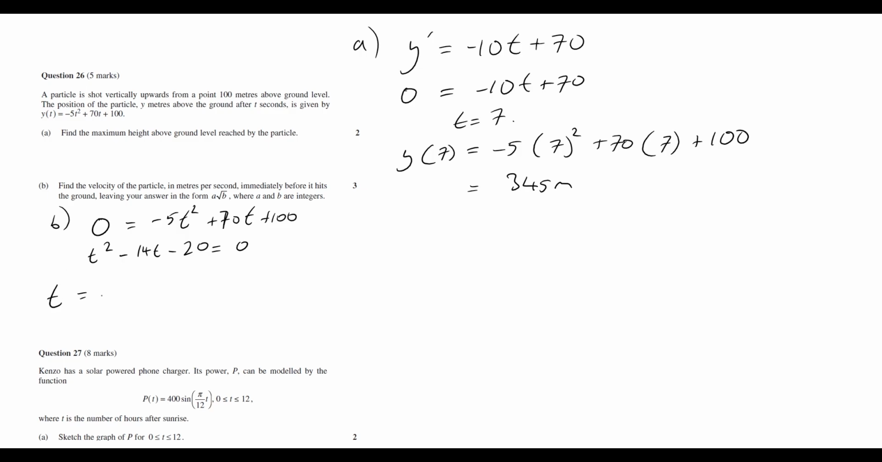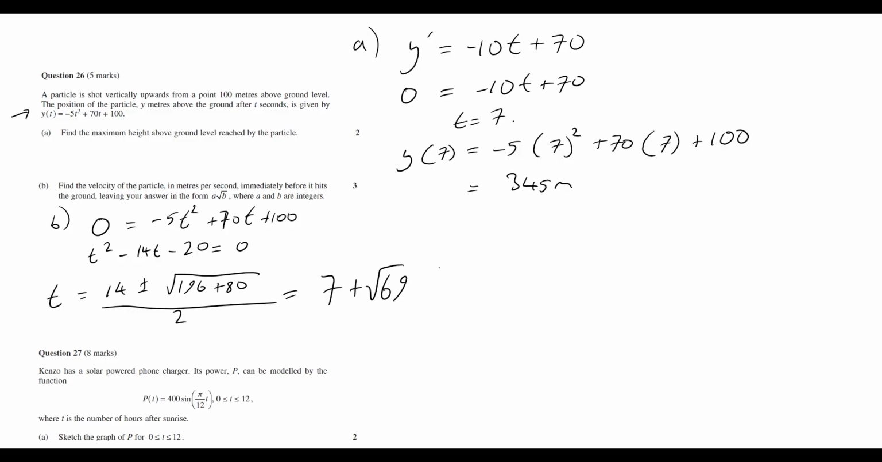Okay, so now t must equal, minus b plus or minus the square root of b squared minus 4ac, all over 2a. So that will now become 14 plus or minus the square root of 196 plus 80, all over 2, which evaluates to give us 7 plus the square root of 69.